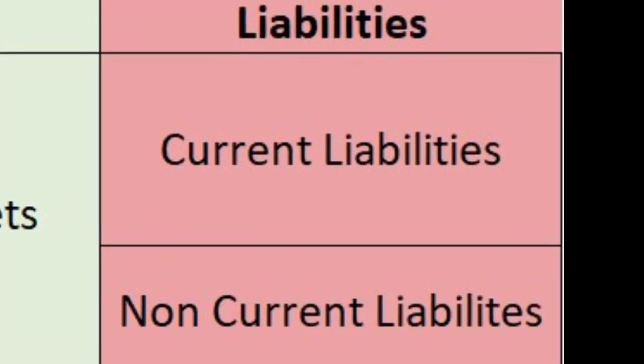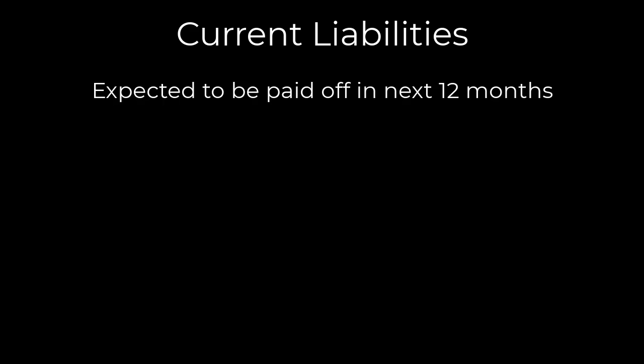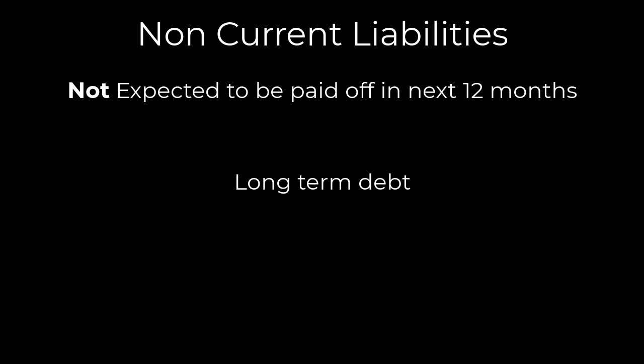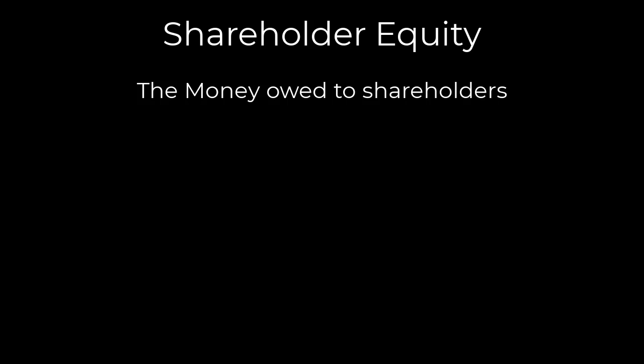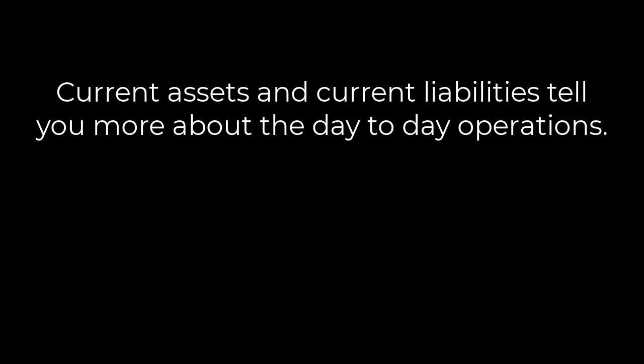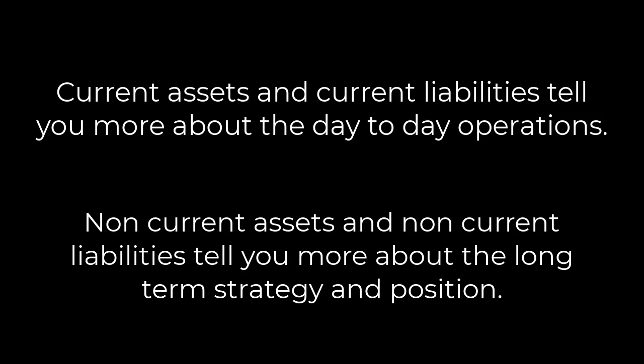Liabilities are also split into current liabilities and non-current liabilities. Current liabilities are expected to be paid off within the next 12 months, such as short-term debt and accounts payable. Non-current liabilities are not expected to be paid off within the next 12 months, such as long-term debt. Lastly, shareholder equity is the money owed to shareholders. This includes the money shareholders have invested into the business, as well as retained earnings, which are profits the company has generated but not paid out to shareholders. Current assets and current liabilities tell you more about the day-to-day operations of the business. Non-current assets and non-current liabilities tell you more about the long-term strategy or position of the company.